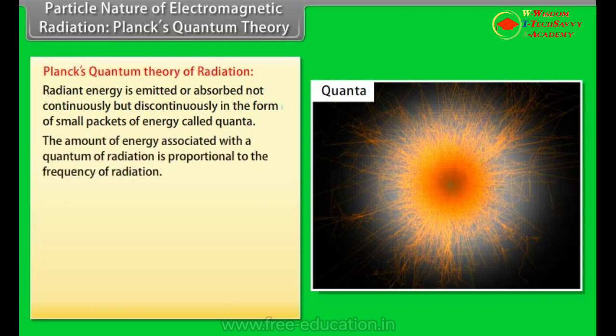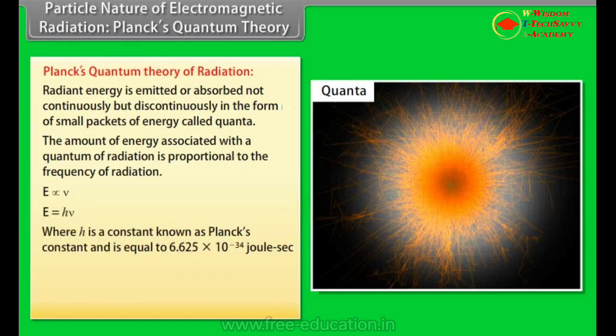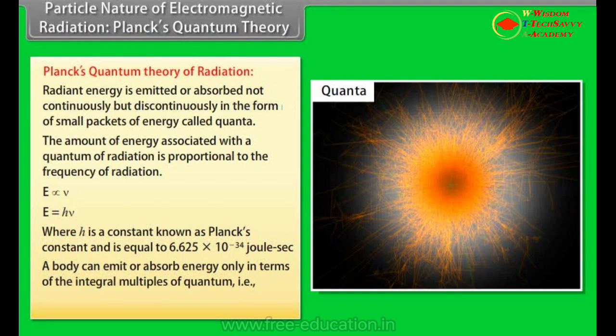The amount of energy associated with a quantum of radiation is proportional to the frequency of radiation, E = h nu, where h is a constant known as Planck's constant and is equal to 6.625 × 10^-34 joule second. A body can emit or absorb energy only in terms of integral multiples of a quantum, that is, E = n h nu, where n = 1, 2, 3, 4, etc.